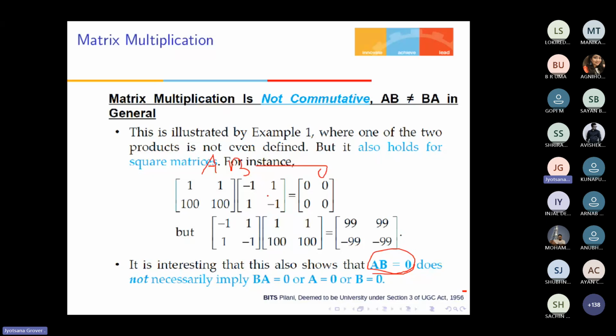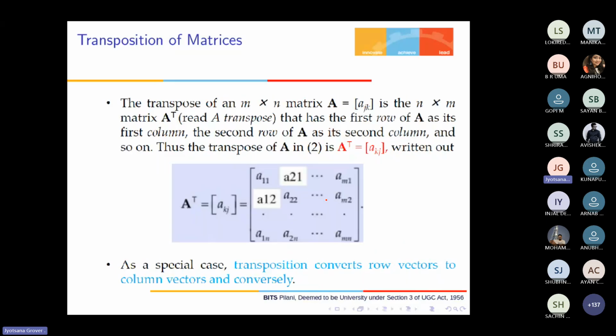So there are two interpretations of this slide. First, matrix multiplication is not commutative. Second observation is, if the product of two matrices is 0, it will not imply that A is 0 or B is 0. Both A and B are non-zero matrices, but still their product is 0. Okay.